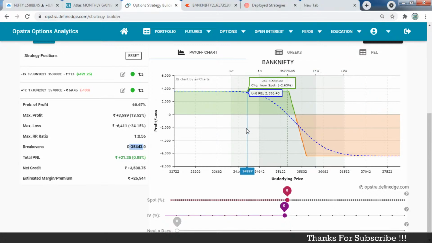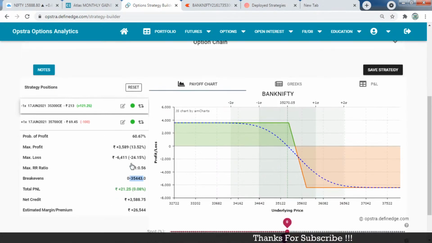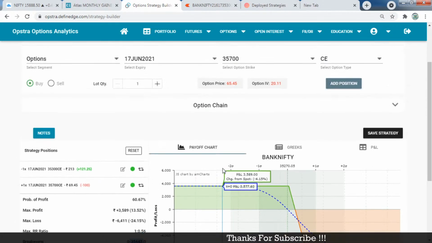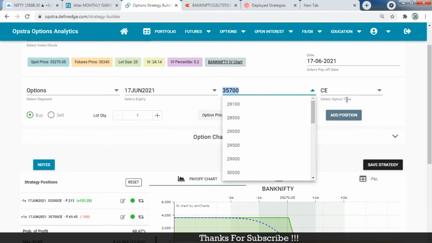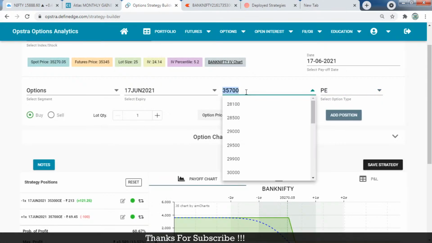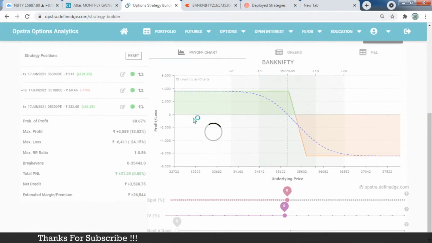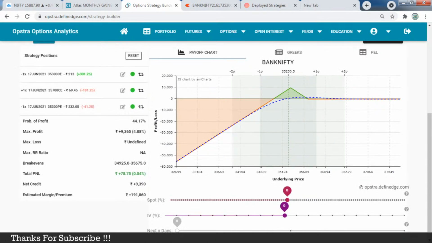256. I can manage this strategy whenever the market goes more than that, I can sell some option trading around 256. So let's take 35,300, for example 232. If I sell this put option, I'm going to reduce my risk here. But I have the naked position, that is why it's showing unlimited.